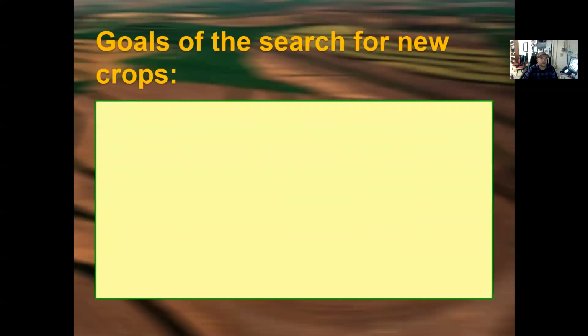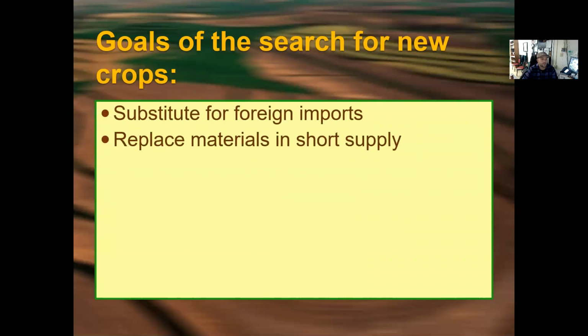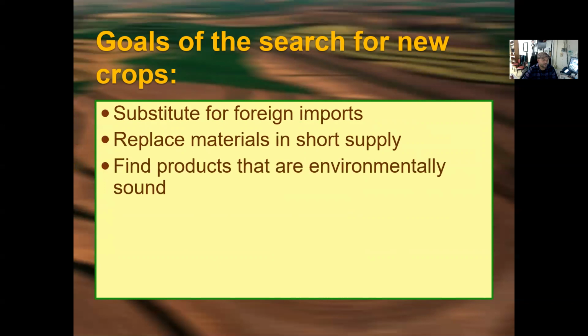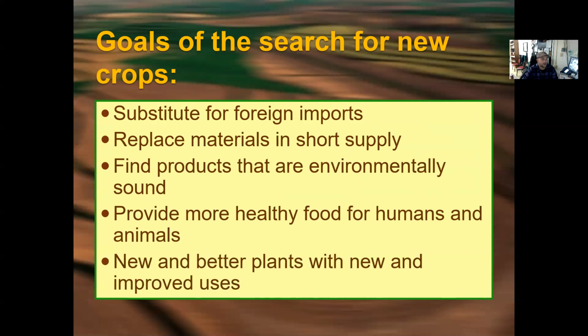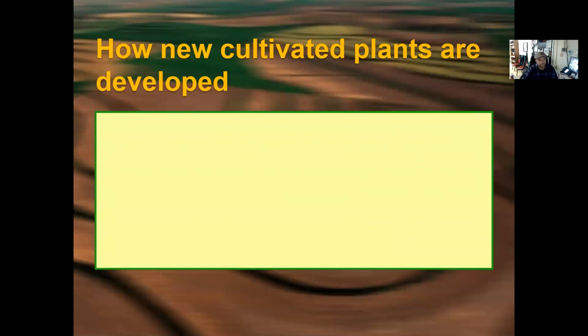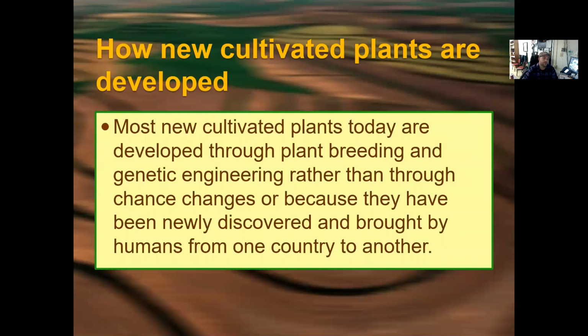So goals of the search for new crops: substitute for foreign imports, replace materials in short supply, find products that are environmentally sound, provide more healthy food for humans and animals, and new and better plants with new and improved uses. How are new cultivated plants developed? Most new cultivated plants are developed through plant breeding and genetic engineering. I'm not going to read through the rest of this, because this definitely affects our industry here in horticulture.